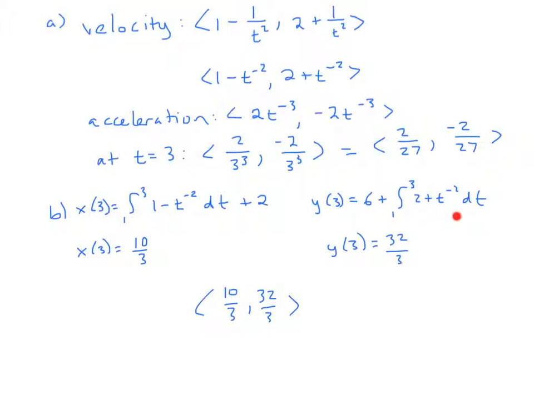We take the integral of our velocity, and then we do it from our known position, which was at t equals 1, to the position we want at t equals 3, and then we add the initial position, which was the position at t equals 1. And when we evaluate that integral, we get 32/3. So our position at t equals 3 is 10/3 and 32/3 for x and y.